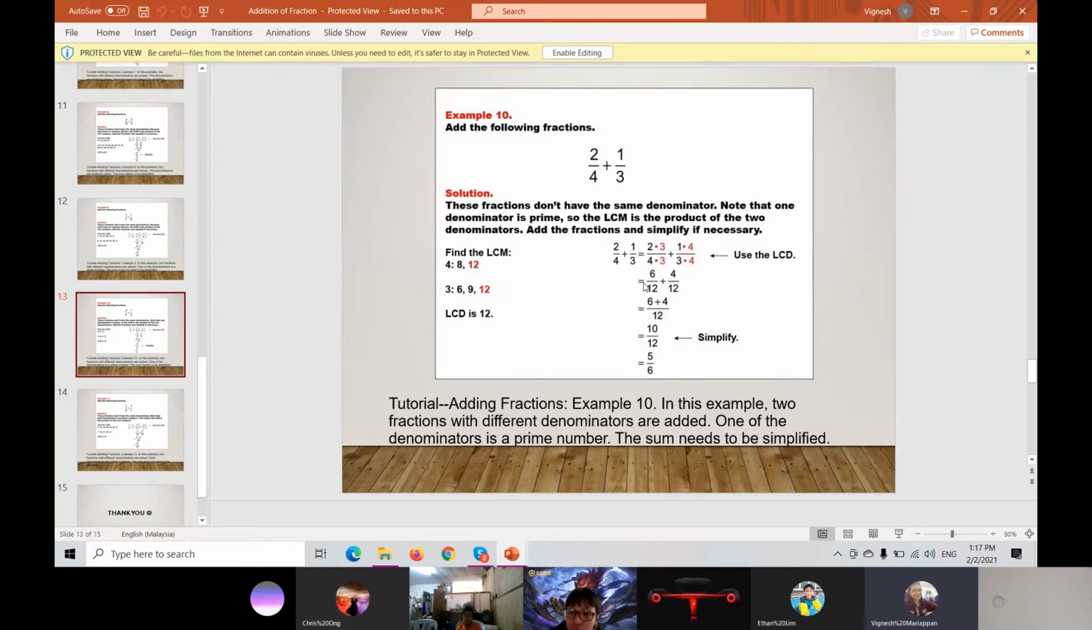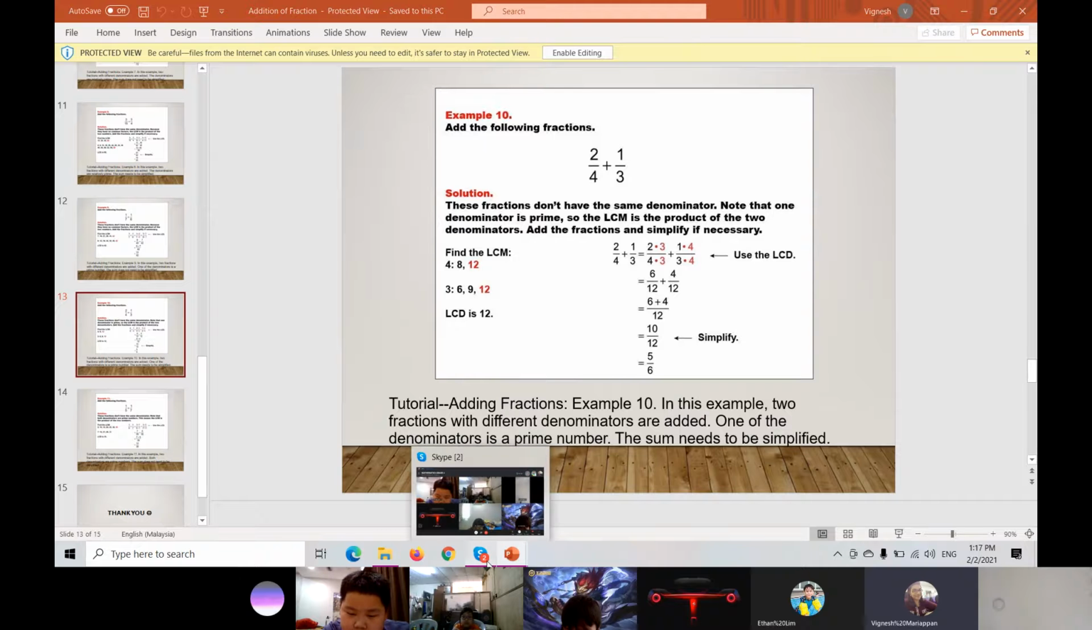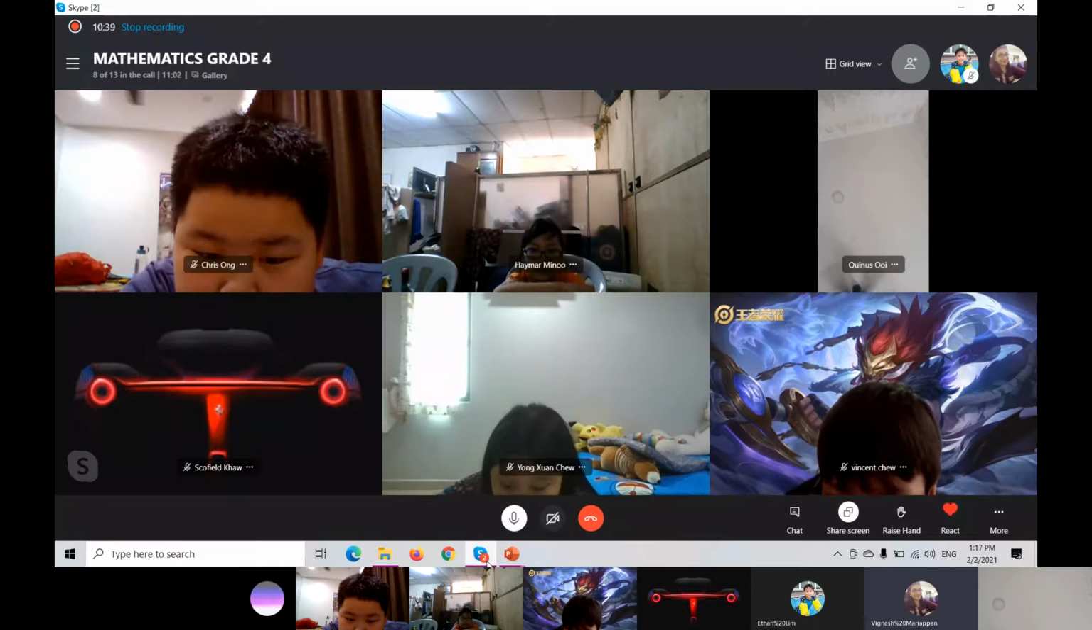Now 4 multiply 3 is equal to what, class? 4 multiply 3 is equal to 12. So now the denominator is 12. We made it equal already. Now 2 multiply 3 is equal to 6. 1 multiply 4 is equal to 4. 6 plus 4 is equal to 10. So 10 over 12. Once we simplify, we will get 5 over 6. Understand or not? Good. Who still doesn't understand? Raise up your hand.